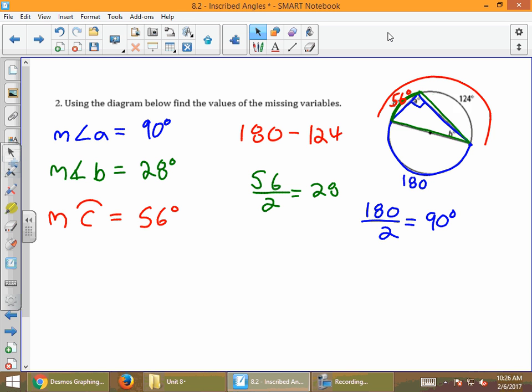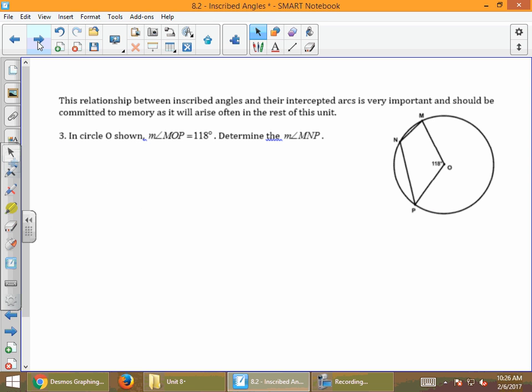Questions of those? Again, you'll get more practice with this. It'll be a lot easier to just figure out the pieces working around. Questions? Questions? Again, with inscribed angles, that relationship between the angle and the arc is important, and you're going to see it here in the next couple of pages.